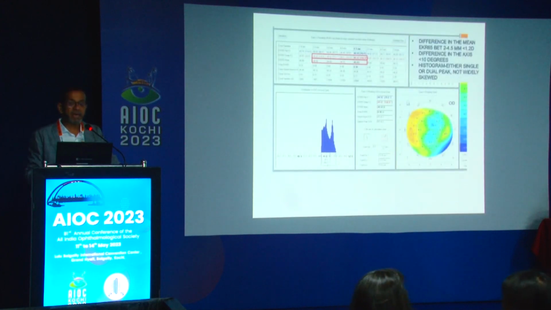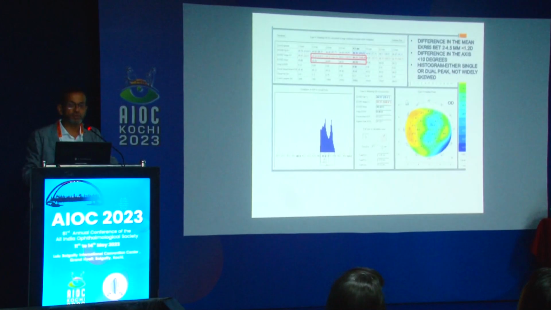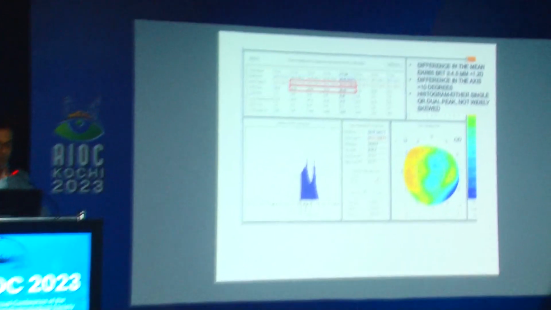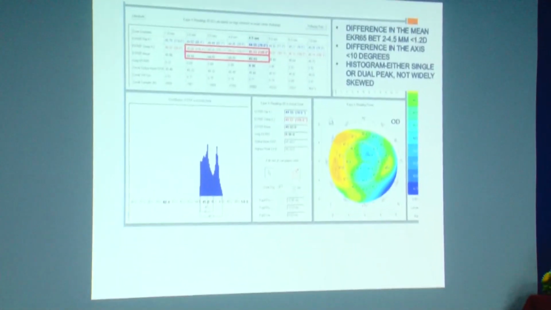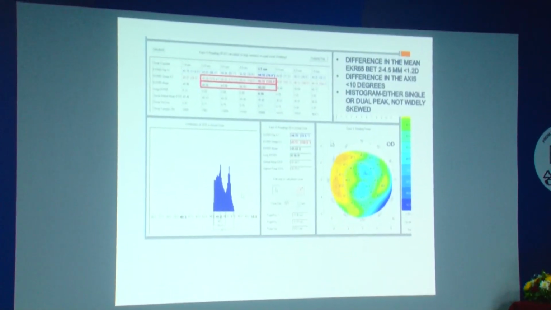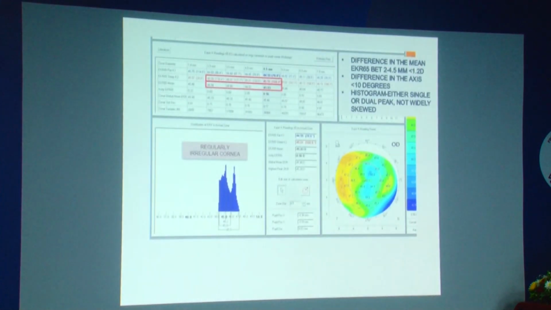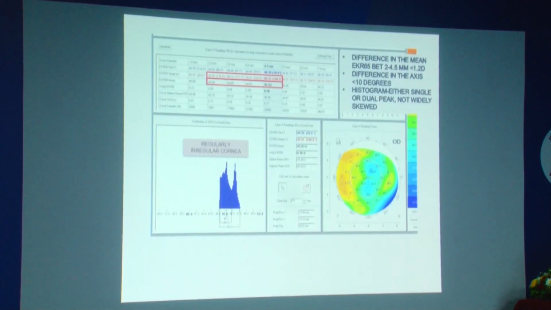Now, in an EKR map, the difference in the mean EKR 65 readings between a 2 to 4.5 millimeter zone of the pupillary size should be less than 1.2. The difference in the axis in this zone should be less than 10 degrees. And the histogram, as seen over here, should have either a single or a double peak and should not be a very skewed histogram. So this shows that this patient has a regularly irregular cornea, and therefore he's a good candidate for a toric IOL.